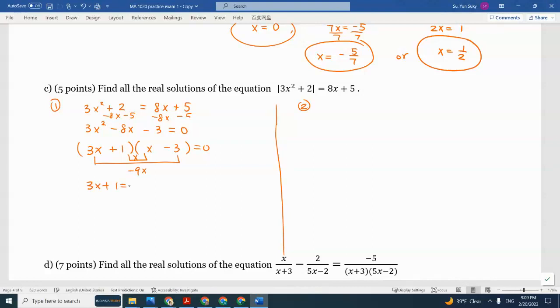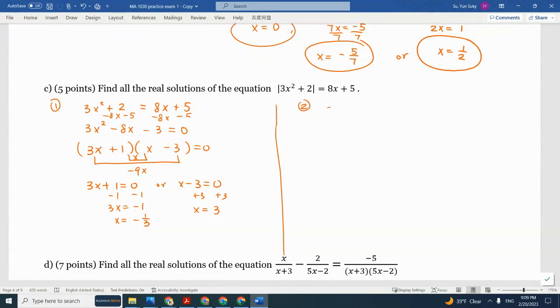And then we set each factor equals 0. Okay, solve for x. Minus 1, we get 3x is negative 1. Divided by 3, we get negative 1/3. Here, add 3 on both sides. We get x is 3. Okay. Let's check at the end. So let's do the second part, and then we check at the end.